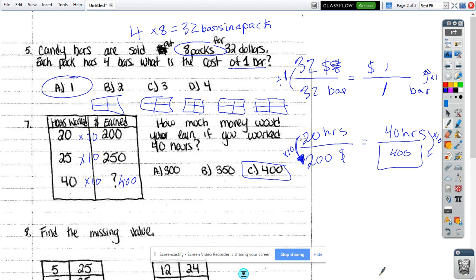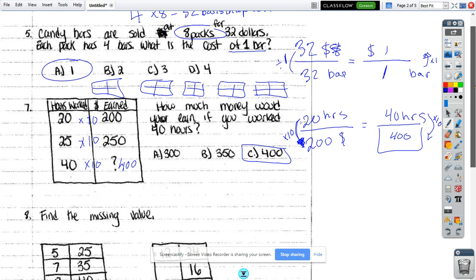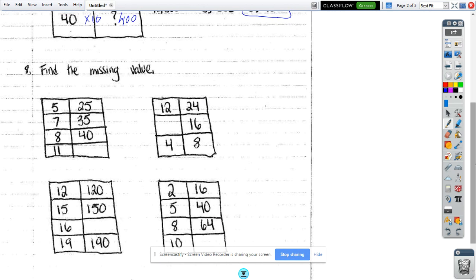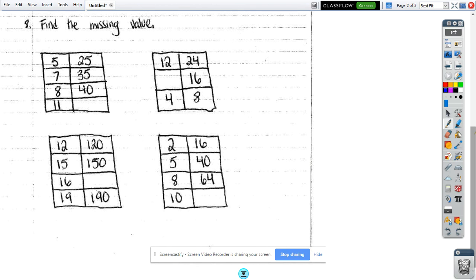Let's go ahead and look at the next question. Number 8, find the missing value. So these are pretty easy. This is times 5 is 25. 7 times 5 is 35. 8 times 5 is 40. So 11 times 5 is 55.